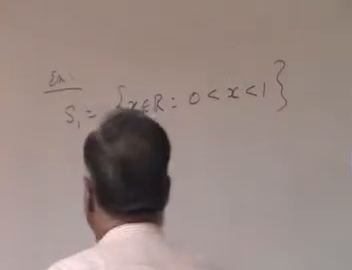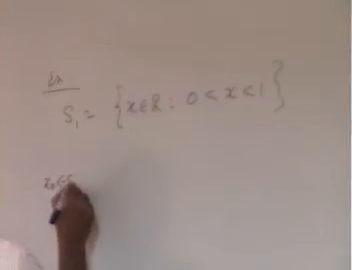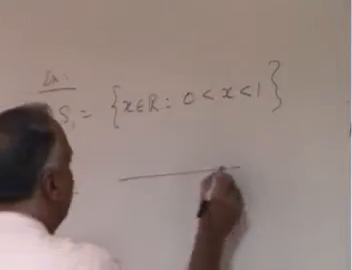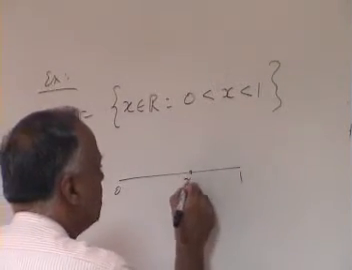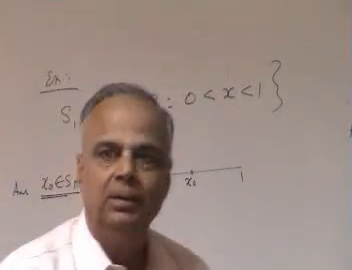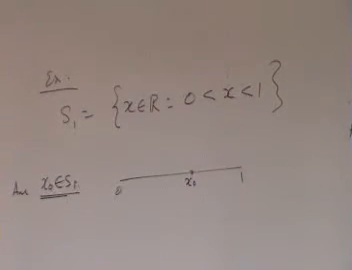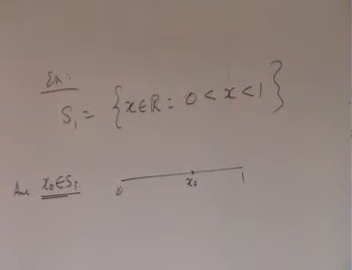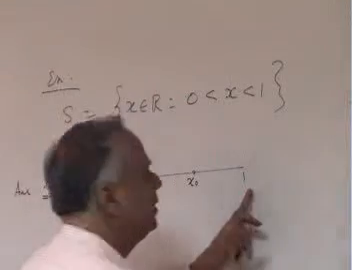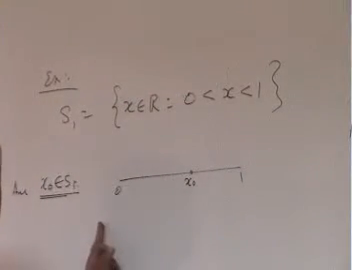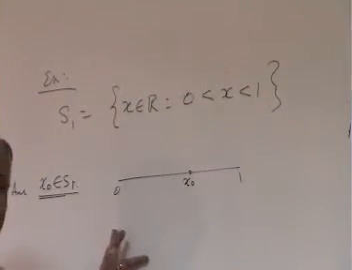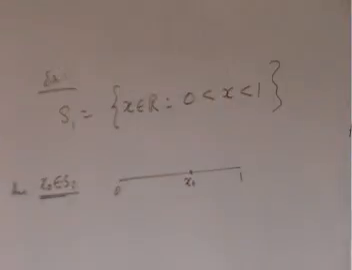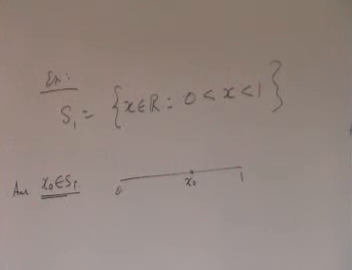Suppose you have a point x0 belonging to S1. Take any point x0. So we have 0, 1. x0 must be greater than 0 and less than 1. Now what do you do? You look at this distance and this distance, take the smaller of the two, and put a 1/4 of that radius interval around it. It will obviously be inside.